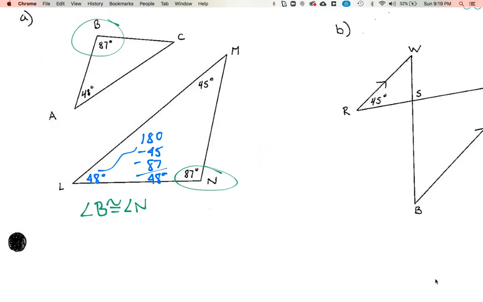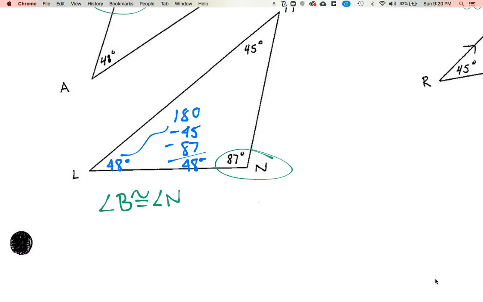Now you might have went after C, and C happens to be 45. You don't have to do both of them. And don't assume that that's going to work out. There will be some in the homework where it doesn't work out, and you'll have to say that they're not similar.